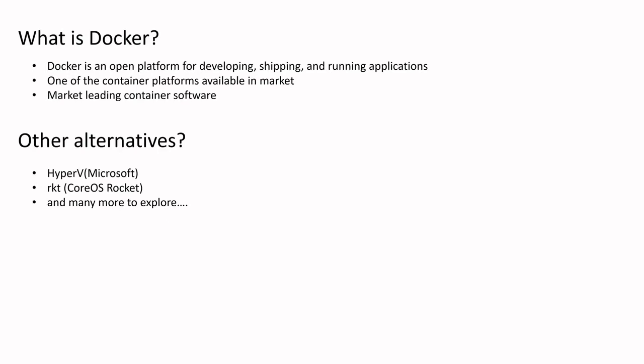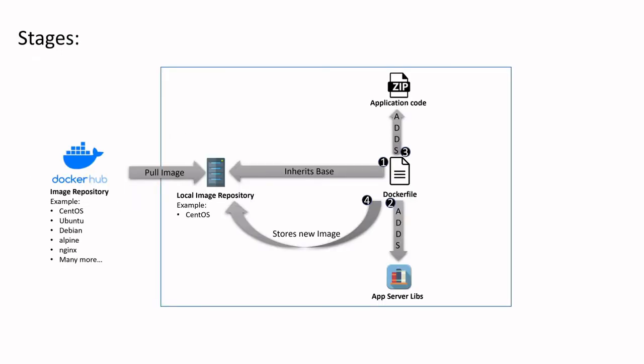So there is Hyper-V, there is Rocket, which is by CoreOS. Now, as you know, in the latest version of Kubernetes, they said they are not going to support any updated version of Docker. So you can have CoreOS RKT as an alternate to Docker. Similarly, there are a lot of other alternatives to containerization techniques, and being the most popular one, we are going to discuss Docker today.